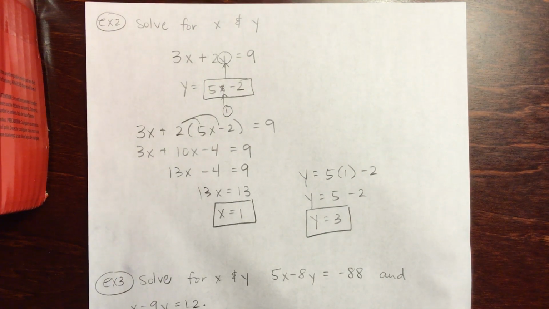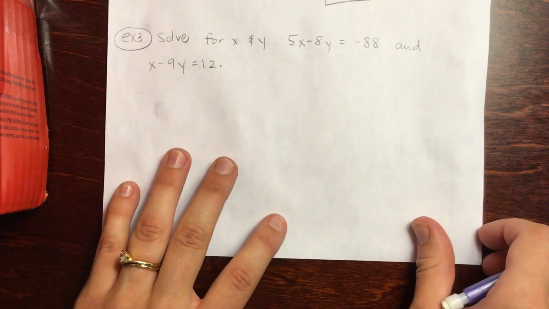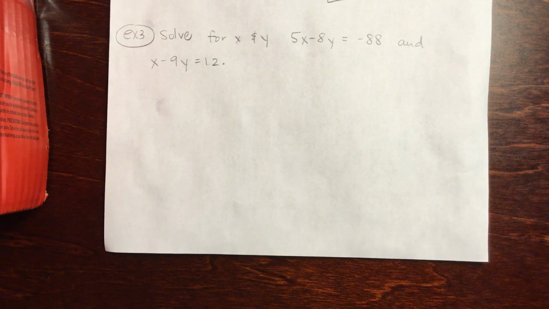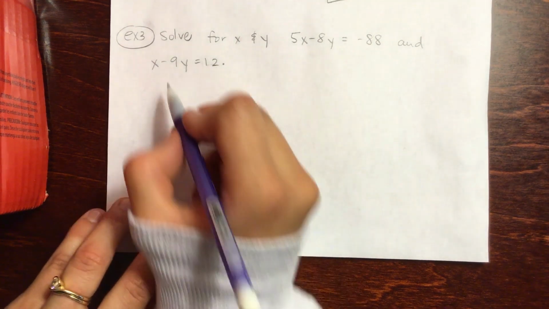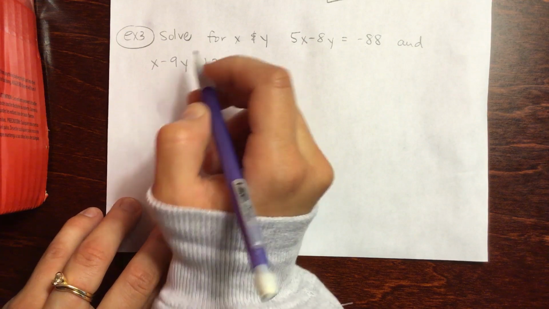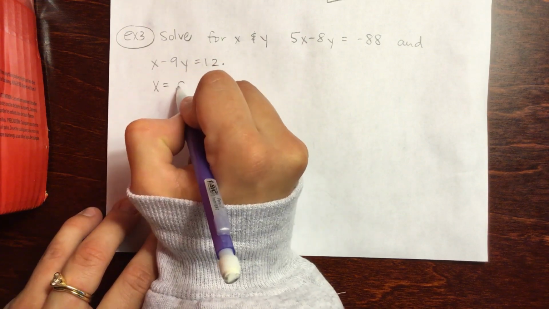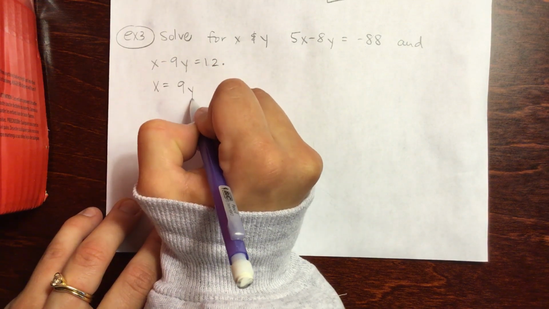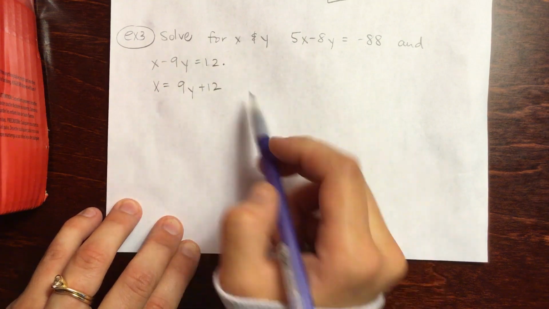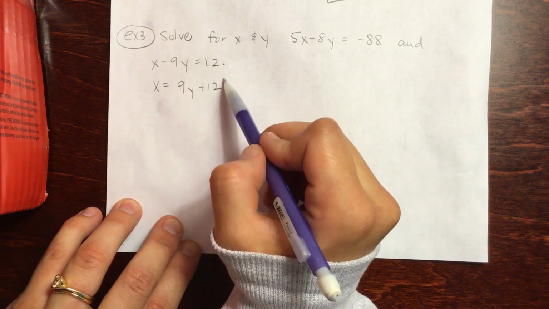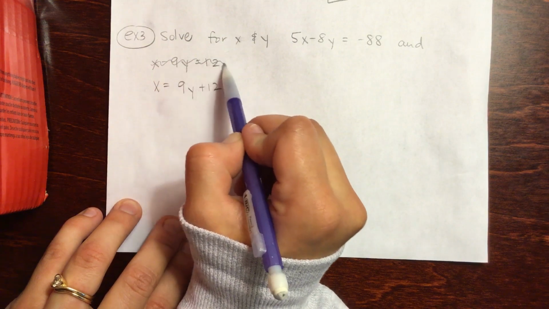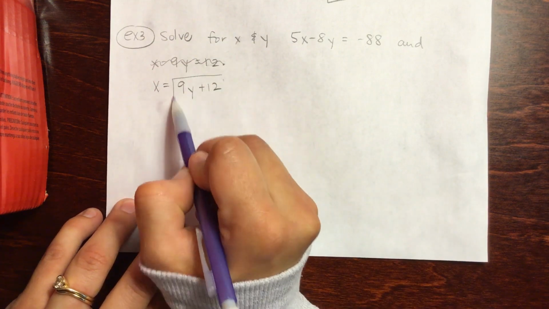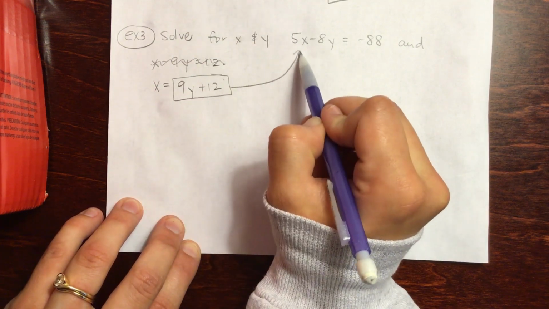All right, let's do that again. Solve for x and y. This time, my second equation isn't y equals or x equals, but we can make it that way. If we add our 9y over to the other side, I'll have x equals 9y plus 12. So notice these two are the same equation. They're just reordered.